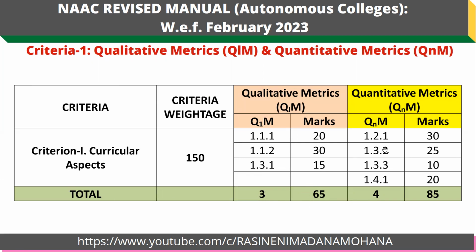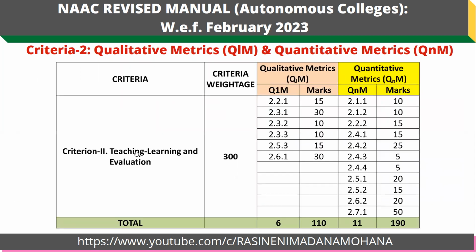Then 4 quantitative matrices are there. The first one is 1.2.1, weightage is 30. Second one 1.3.2, weightage is 25. Third one 1.3.3, weightage is 10. Fourth one 1.4.1, weightage is 20. Total 4 quantitative matrices, the total weightage is 85.